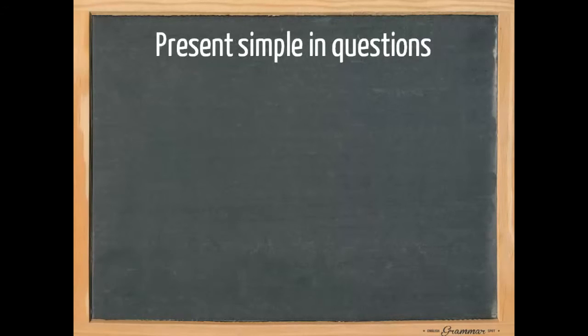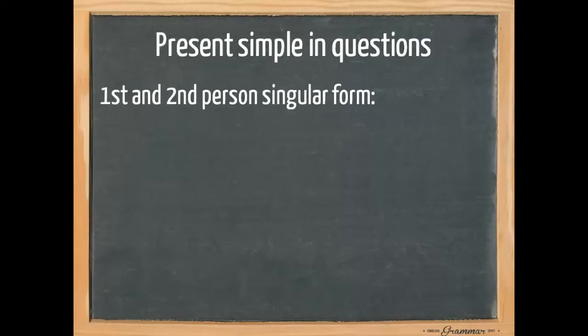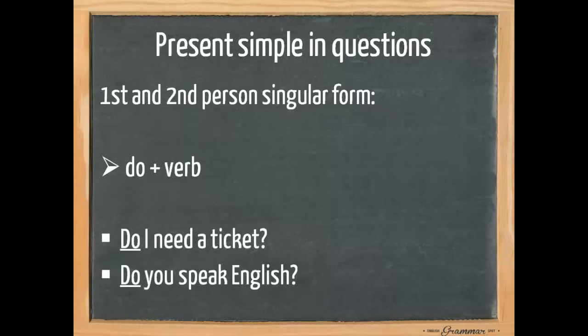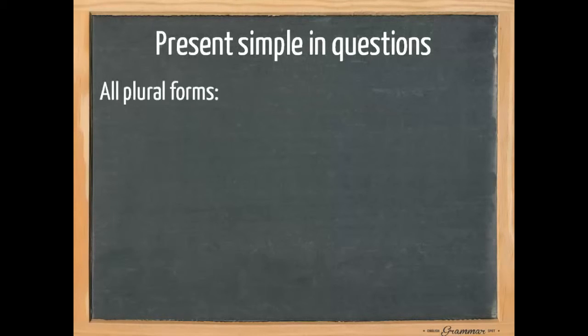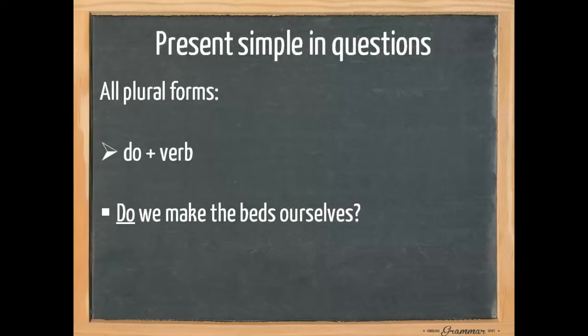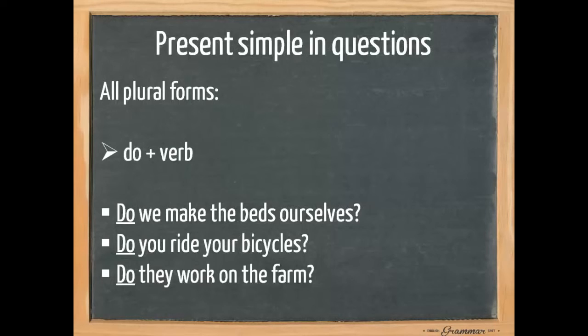Now let's take a look at present simple in questions. For the first and second person singular form, we need the auxiliary verb to do and the infinitive form of the verb. Do I need a ticket? Do you speak English? The same goes for all plural forms. Do we make the beds ourselves? Do you ride your bicycles? Do they work on the farm?